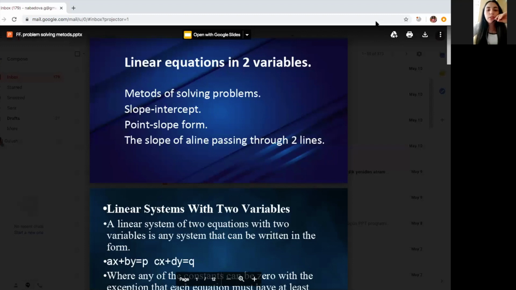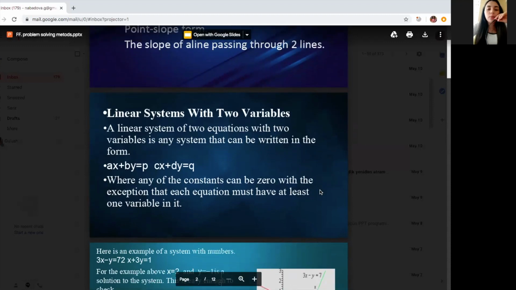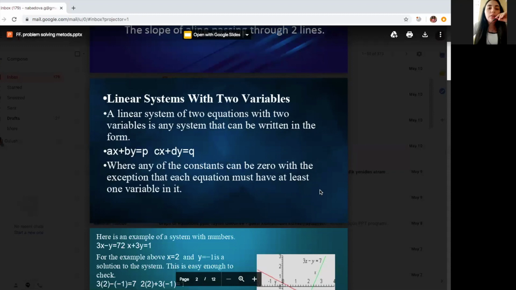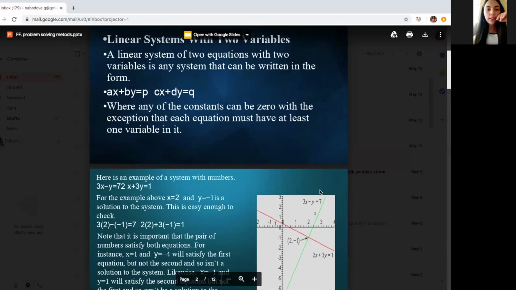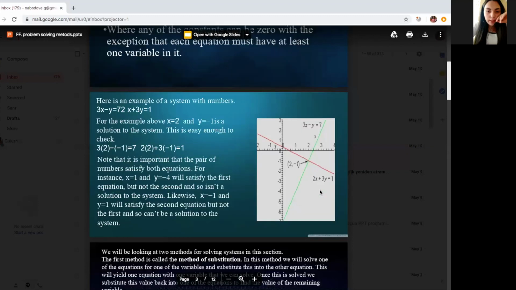Linear system with two variables. What is a linear system with two variables? A linear system of two equations with two variables is any system that can be written in the form ax + by = p, and cx + dy = q, where any constant can be zero, with the exception that each equation must have at least one variable in it. Matanet, continue, please.